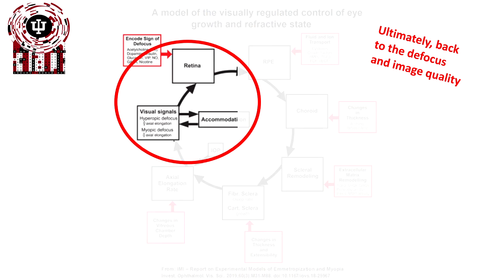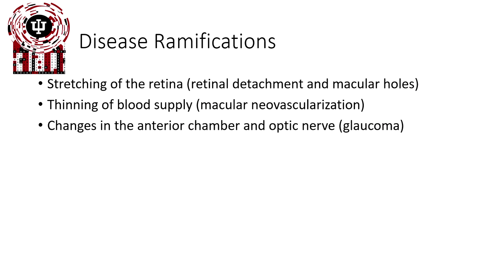Finally, though, we have to go back to the retina, go back to the defocus, and check to see if this process should continue or we've completed emmetropization. This ultimately, though, has disease ramifications, especially in high myopia and high hyperopia.